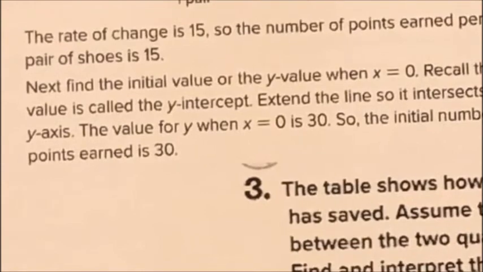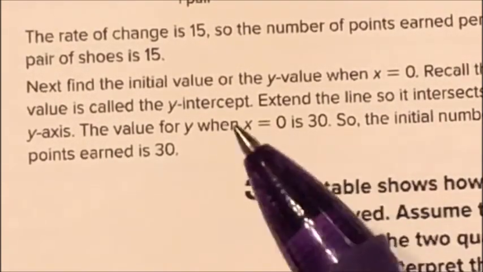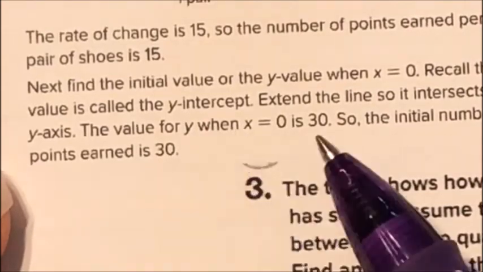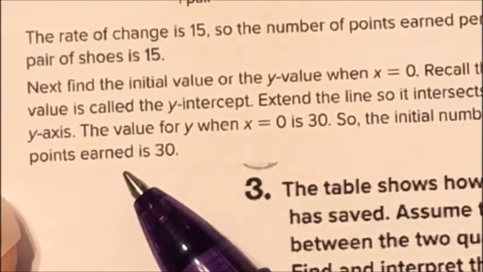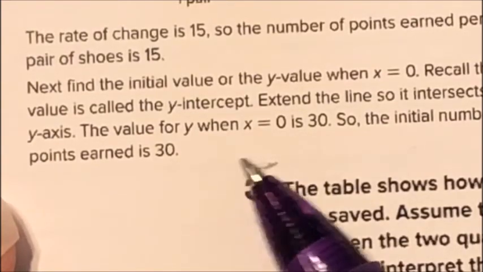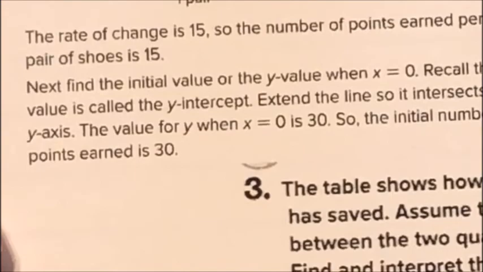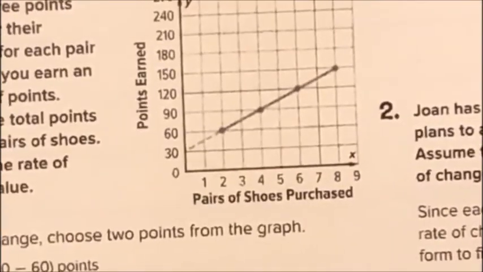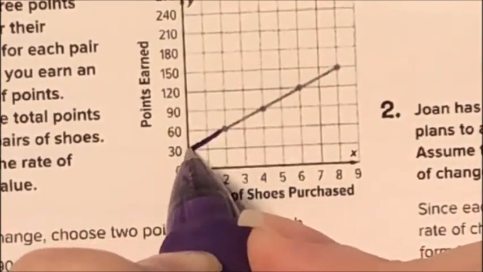Next, I find the initial value, or the y value, when x equals 0. Recall this value is called the y-intercept. I can extend the line and see that it intersects the y-axis. The value of y when x equals 0 is 30. So the initial number of points earned is 30. We can see that this line, when we extend it, will get us to 30.